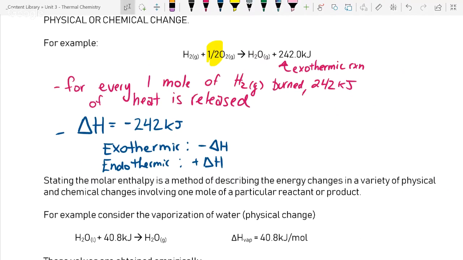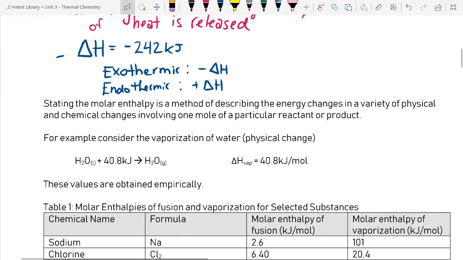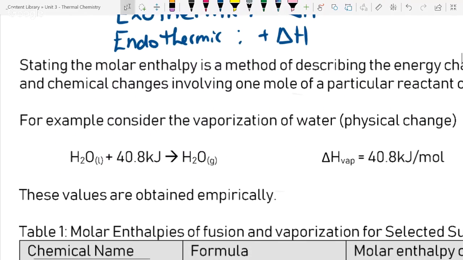Now, when we give you the molar enthalpy, this is a way that we describe a chemical reaction. So here, for example, we have water from a liquid becoming water as a gas. What do we call that? Yep. What do we call that process of taking a liquid water and making it a gas?